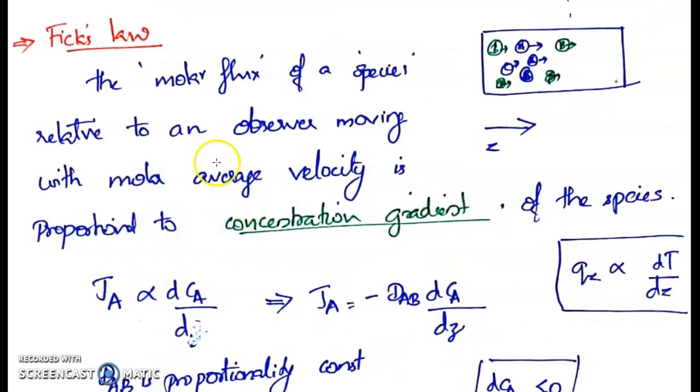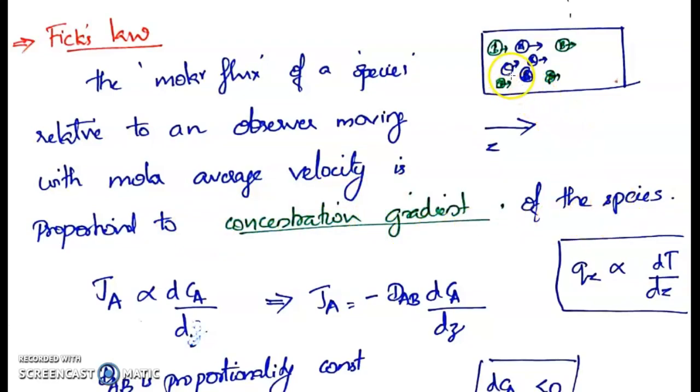We will discuss the basic law of diffusion called Fick's law. For that, like always, let us assume a rectangular tube in which molecules A and B are present, which are trying to diffuse inside the vessel. So, according to Fick's law, the molar flux of a species relative to an observer moving with molar average velocity is proportional to the concentration gradient of the species.